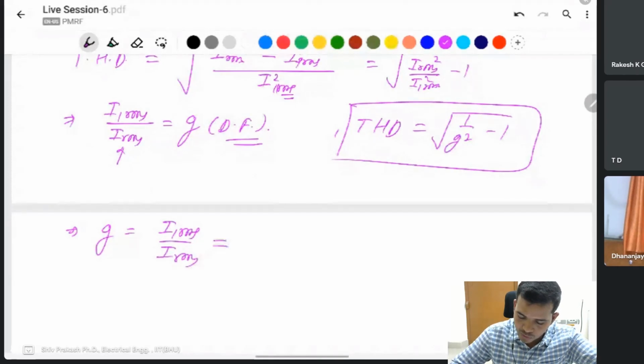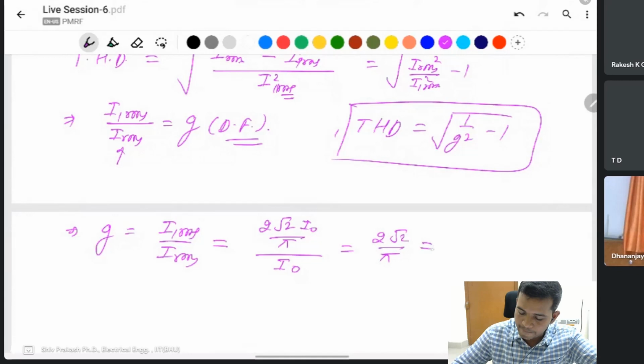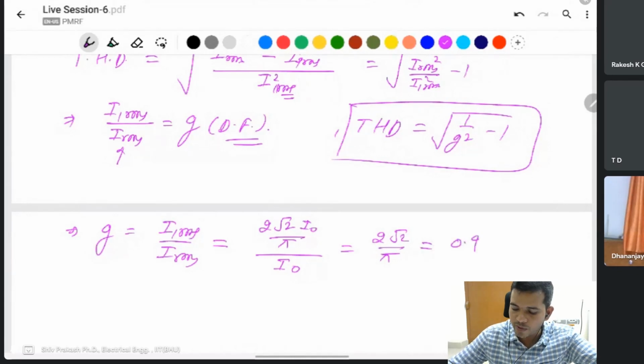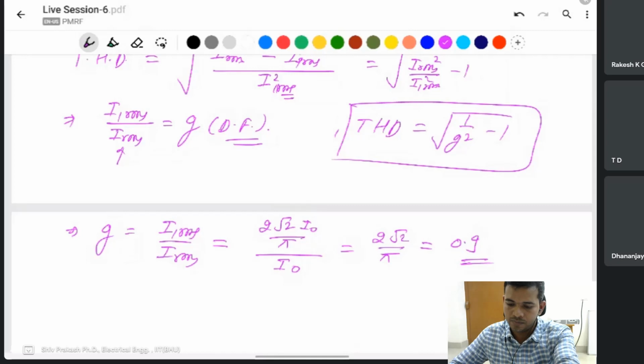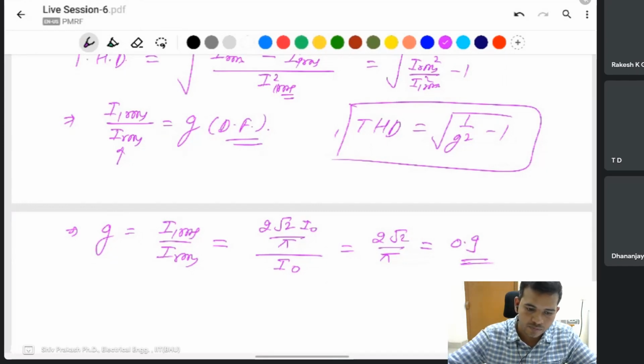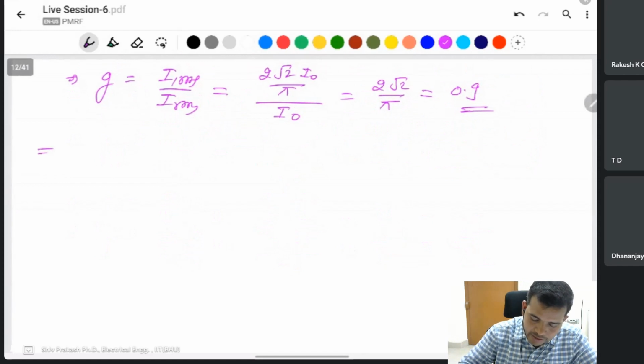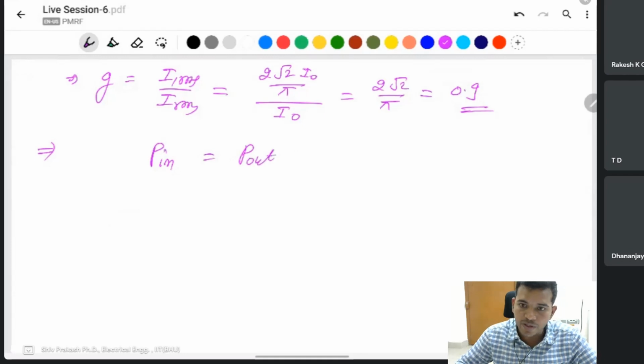I1 RMS is 2 root 2 I naught divided by pi, whereas our total RMS is I naught, so 2 root 2 divided by pi. You calculate this one, find 0.9 something. In ideal condition, then P input is equal to P output.